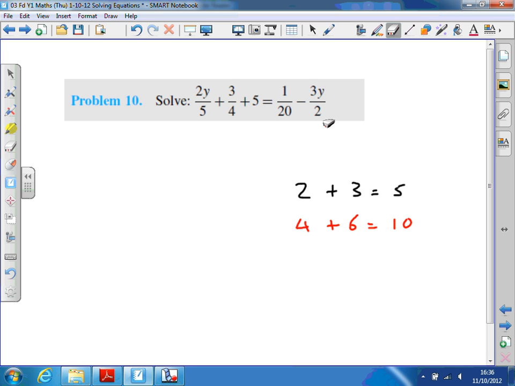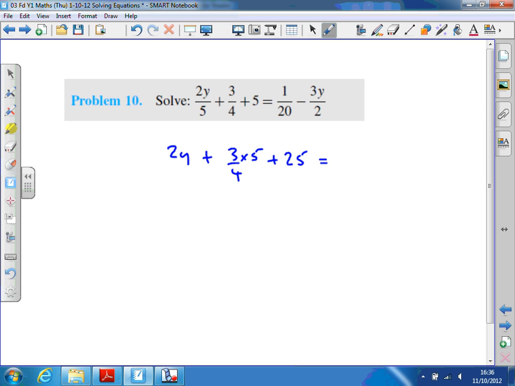So that's what I do. I multiply by 5 to get rid of that 5. And I get 2y plus, I've got to multiply 3 over 4 by 5, plus 5 times 5, which is 25, equals 1 over 20 times 5 is 5 over 20, minus 3y over 2 times 5. I multiply every term by 5.